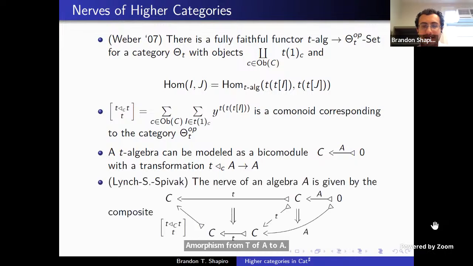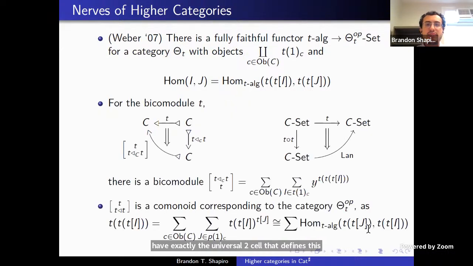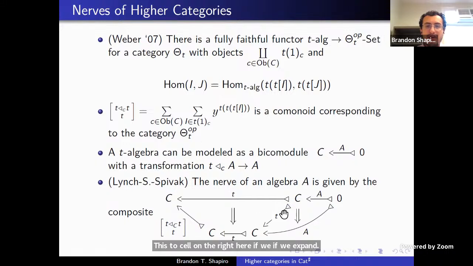And then given that, to get this nerve, we can construct this diagram where on the right, we've got this algebra structure, T composed with A mapping to A. And then on the left, we just have exactly the universal two-cell that defines this left Kan extension. And I see it's no longer on the screen, but this two-cell on the right here, if we expand T composed with T, we get these two copies of T, then the left Kan extension, T up above.